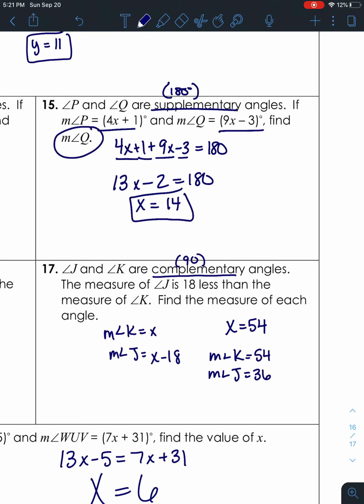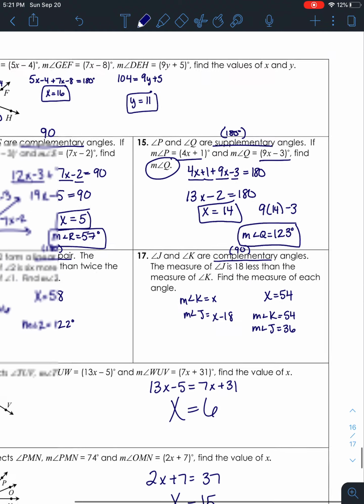From here, it wants angle Q, so I have to plug in 14 for x. So that's 9 times 14 minus 3, which will say the measurement of angle Q is equal to 123 degrees.